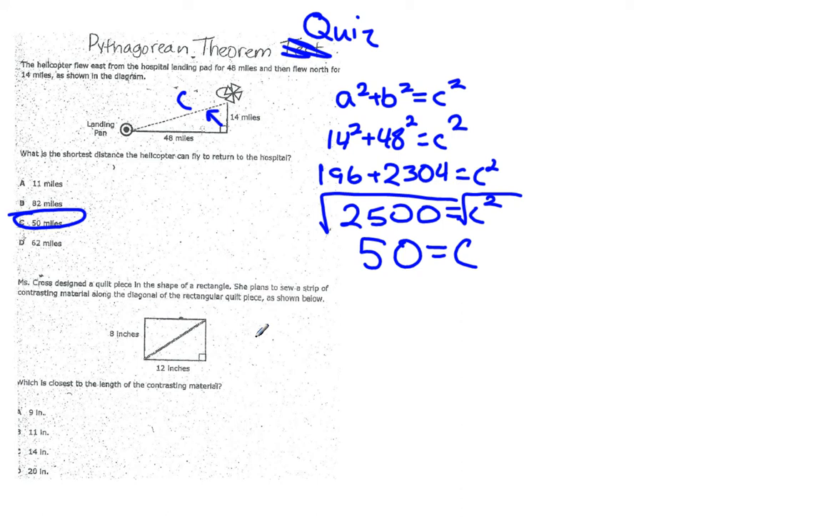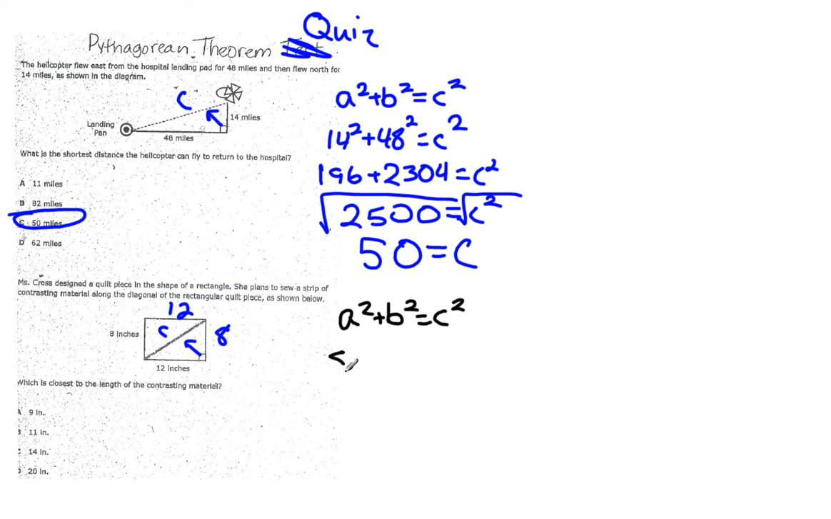So the answer was C. Alright, number 2 is just like number 1 except with smaller numbers. We're looking for the diagonal here, so we're still looking for the side across from the right angle. That's still c. Even though it's a rectangle, it doesn't matter. If this is 12, up here is also 12. If this is 8, so is this. So, a squared plus b squared equals c squared.